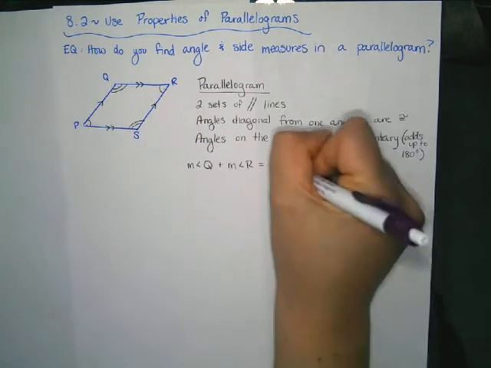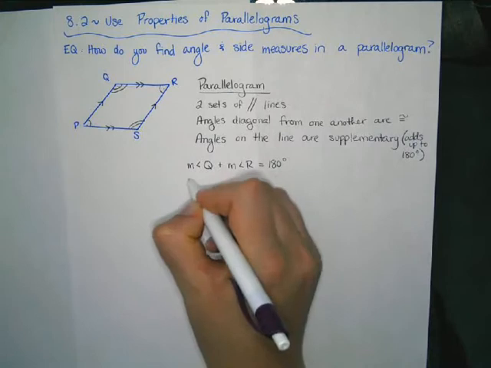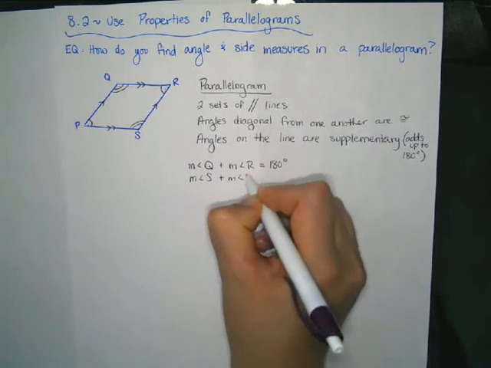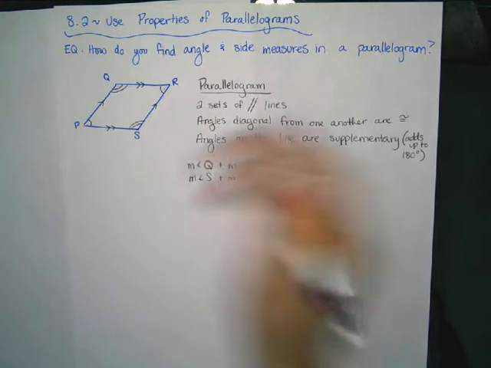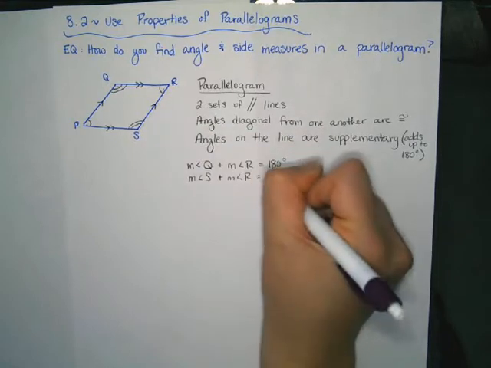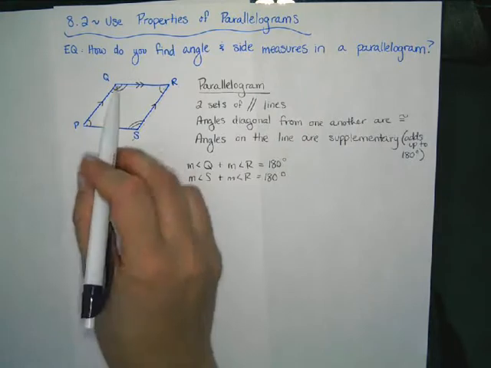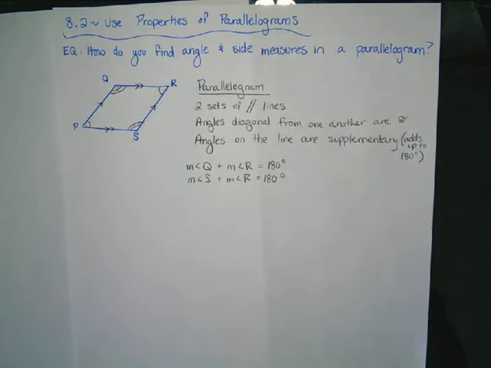What about the measure of angle S plus the measure of angle R? They're also on the same line, so they add up to 180. What about P and S? Absolutely. P and Q? Absolutely. They both add up to 180. So that's what you need to know about a parallelogram.